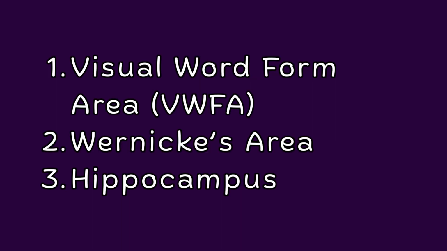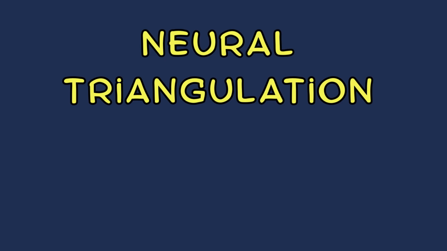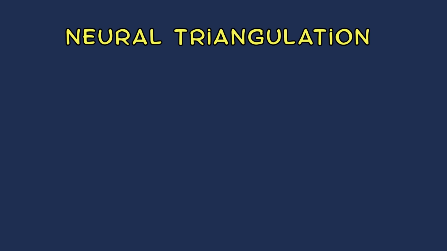The mapping process involves three parts of the brain: visual word form area, VWFA, Wernicke's area, and hippocampus. Neural triangulation. This mapping starts with a process called neural triangulation. The brain activates three of its regions to decode the word's meaning.